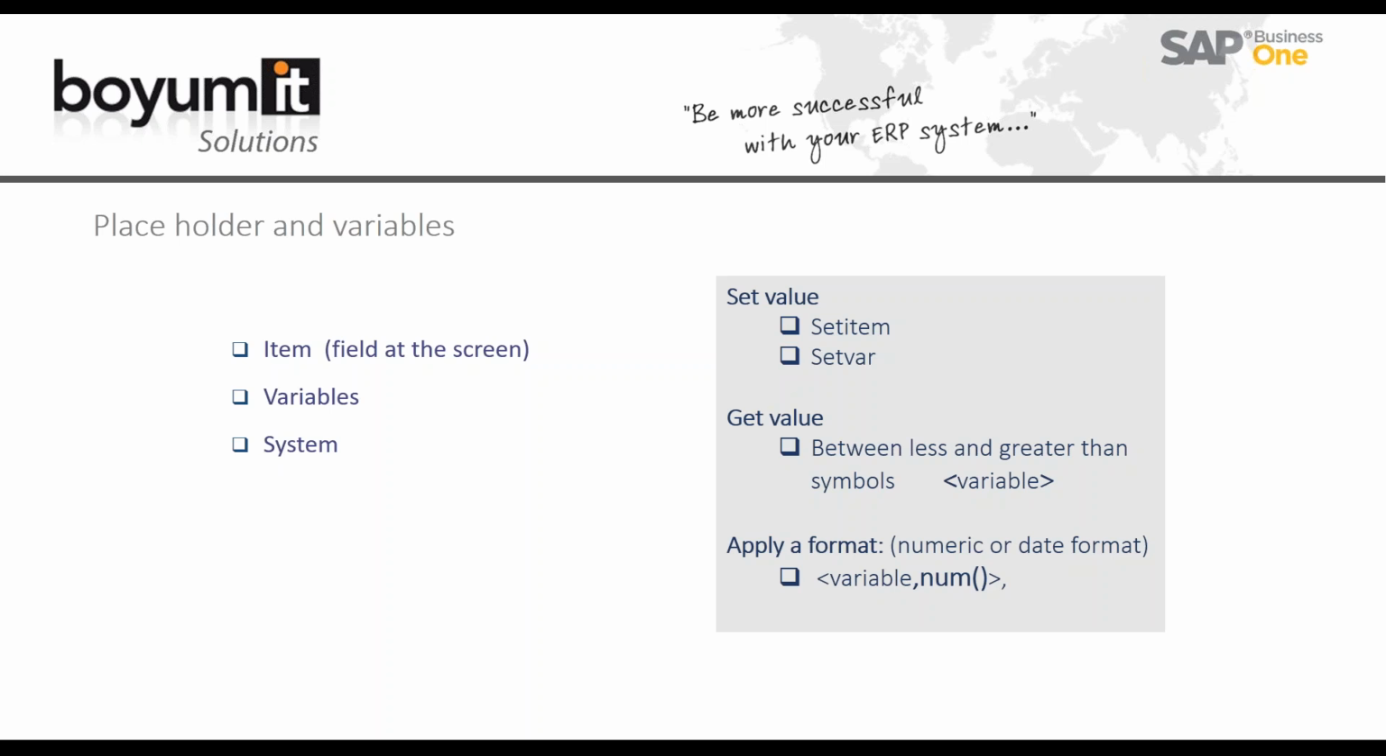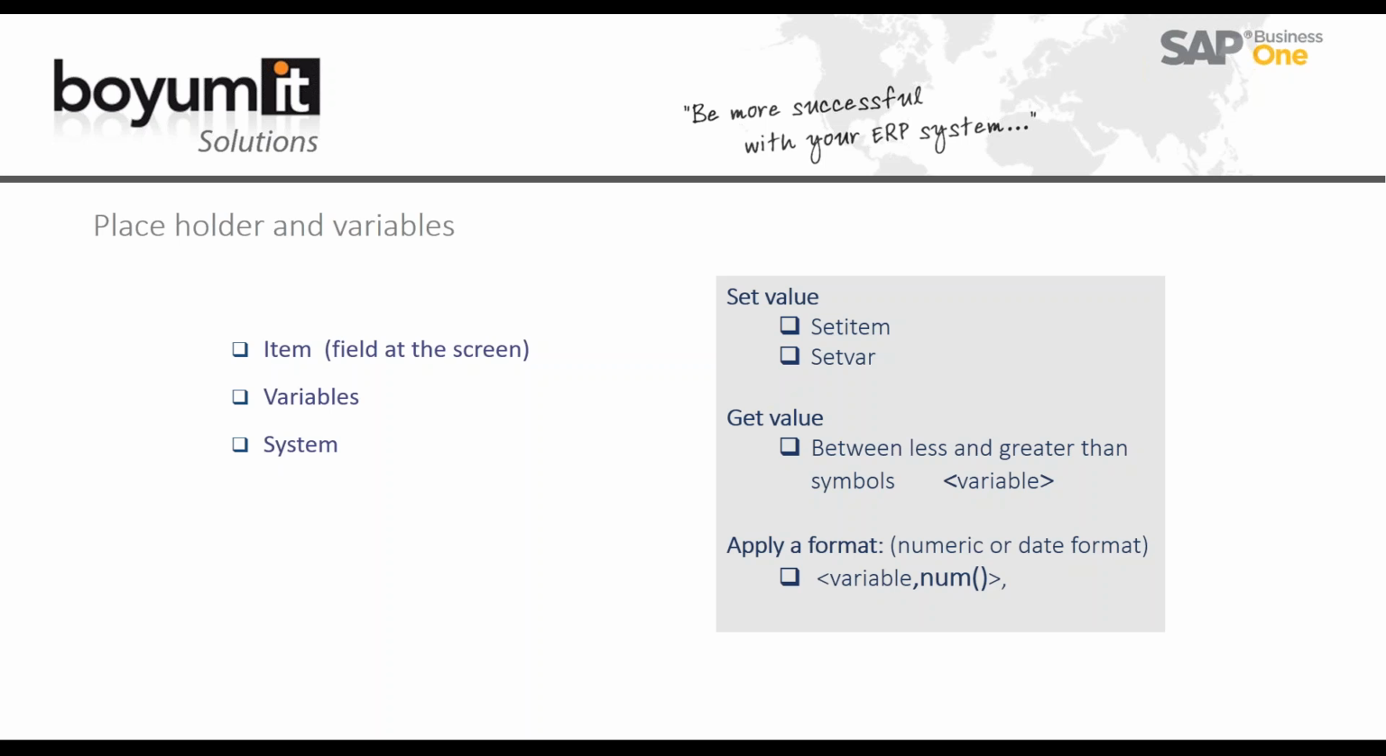To connect to any field in the screen, we have to use the item object. And to set the value of an item object, we are going to use the set item. But then also to read a value of any variable available on Beas, to get the value, we are going to write the name of our variable between the signs of the less than and greater than. In this way, we read the value of the variable.